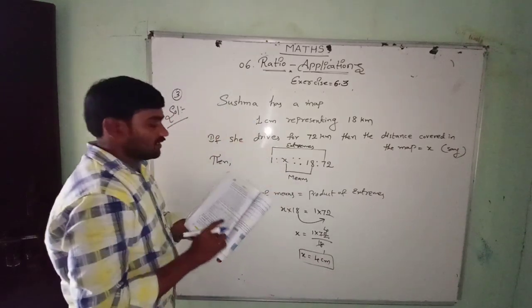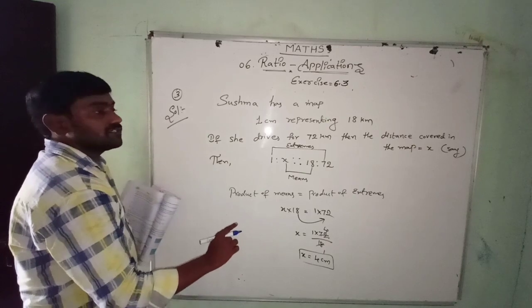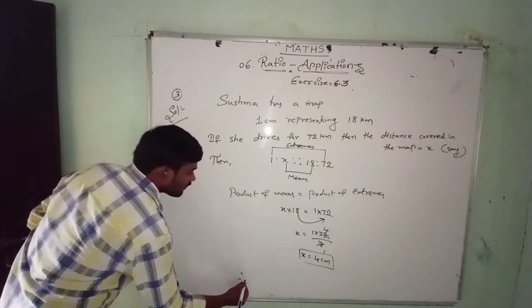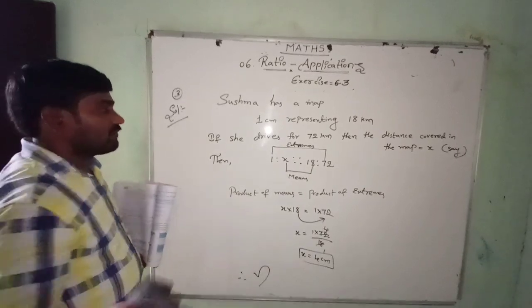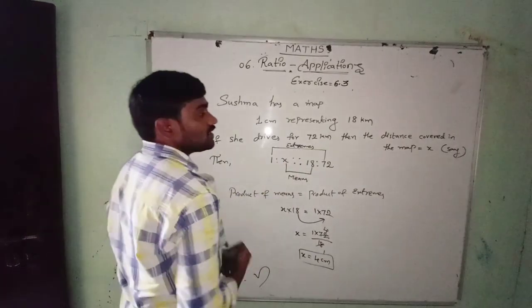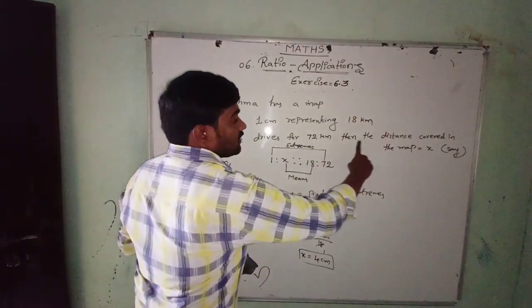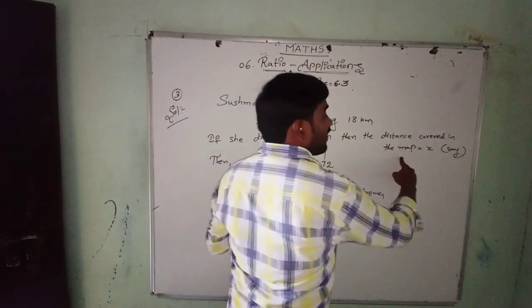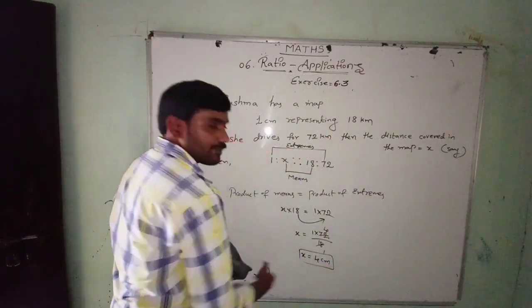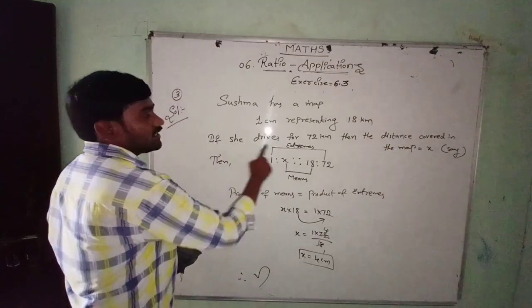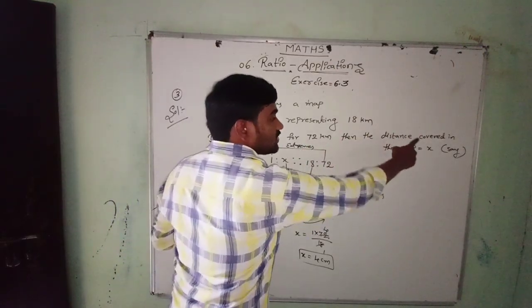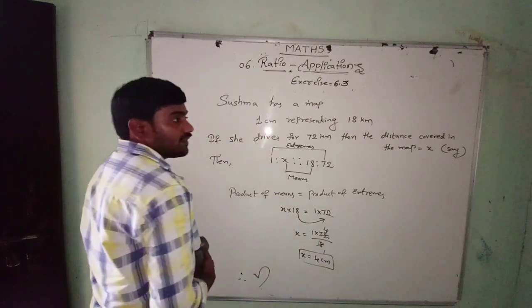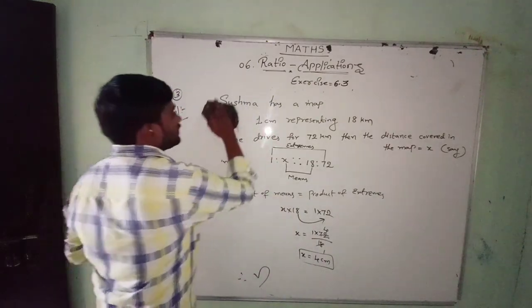Then she covered 4 centimeters in the map. Write: therefore, if she drives for 72 kilometers, then the distance covered in the map is 4 centimeters.